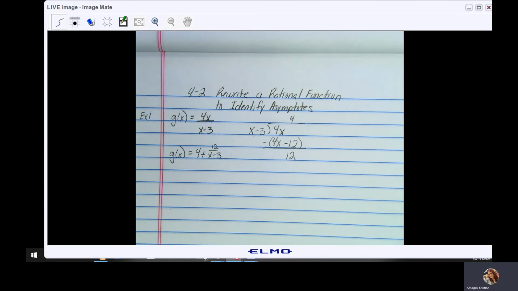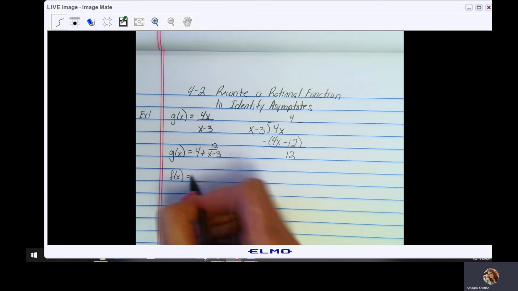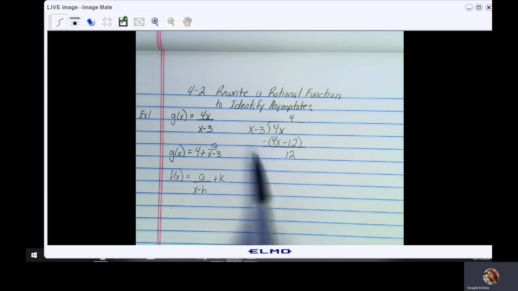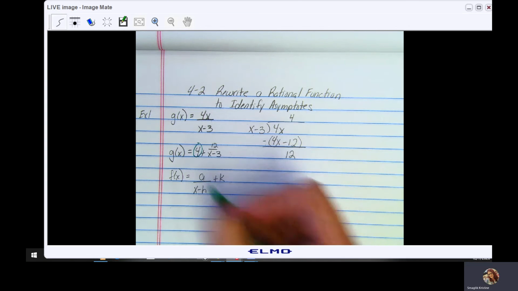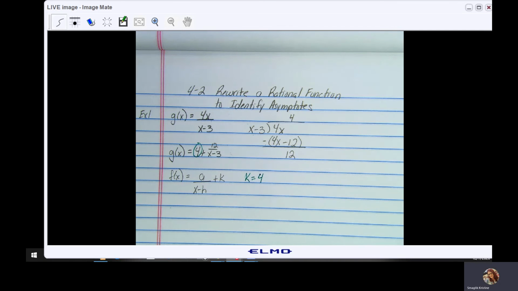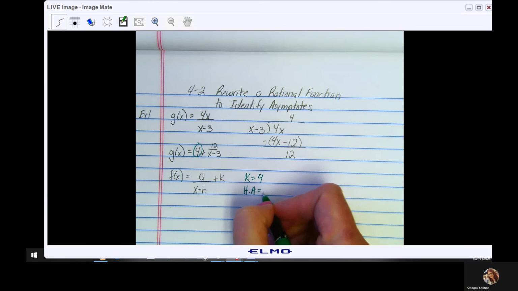Now, also recall your transformations. So we were given f of x equals a over x minus h plus k. Well, this is similar. The only difference is these two terms are switched. So what I have here, this is my k. My k value is also my horizontal asymptote. HA is y equals 4.